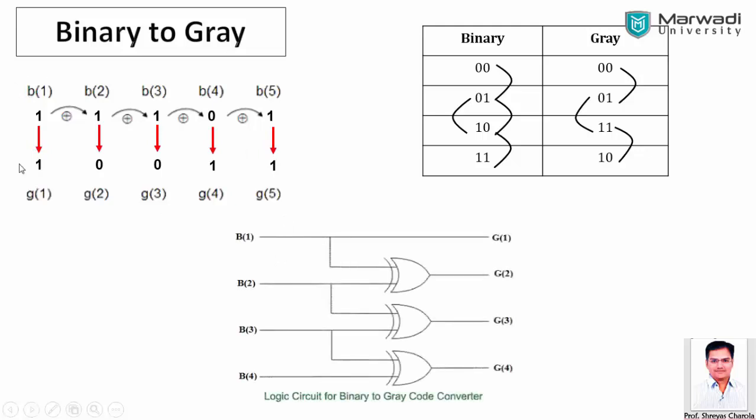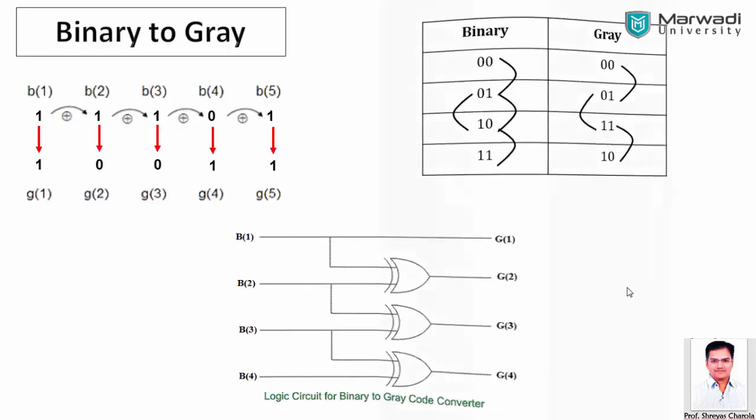If I want to implement this structure in the form of gates, B1 is directly given to G1. Now for B2, if I want the output G2, I have to do the XOR of B1 and B2. So B1 and B2 XOR gives G2. Same for G3 and G4. This is nothing but the gate level implementation from binary to Gray.